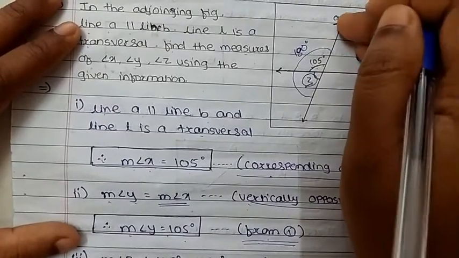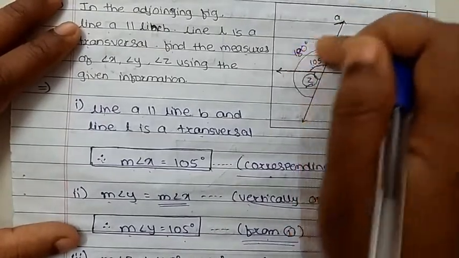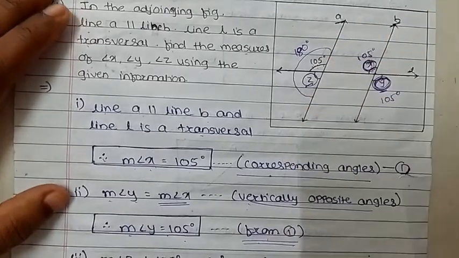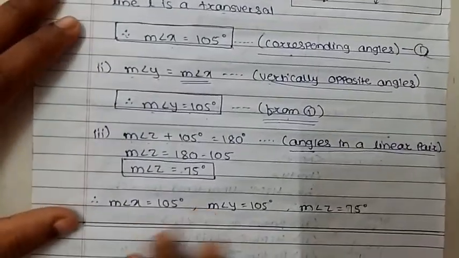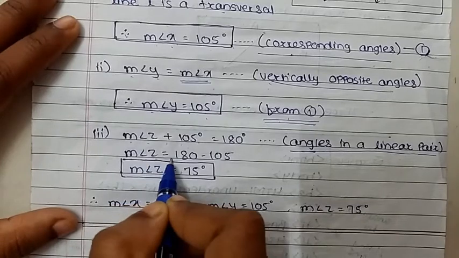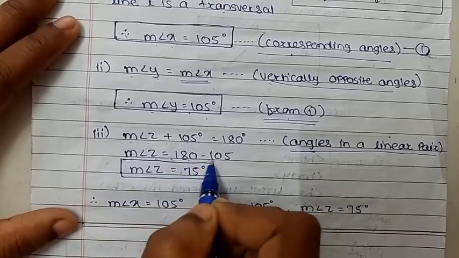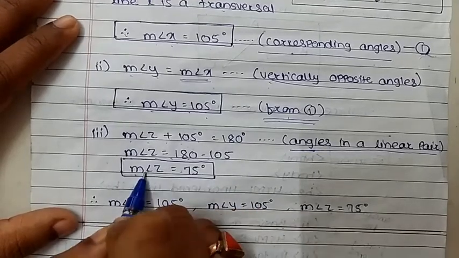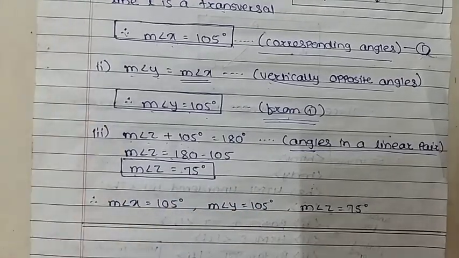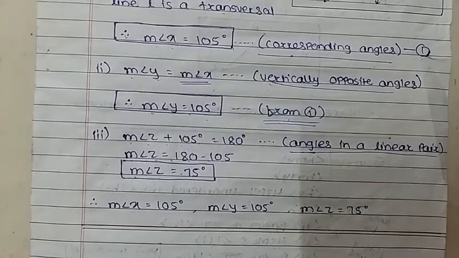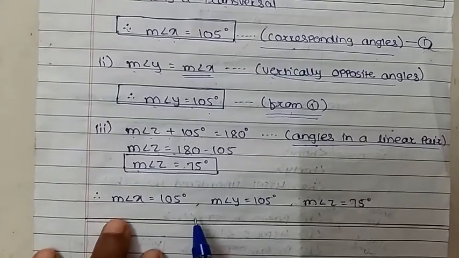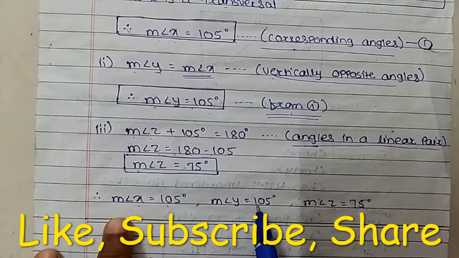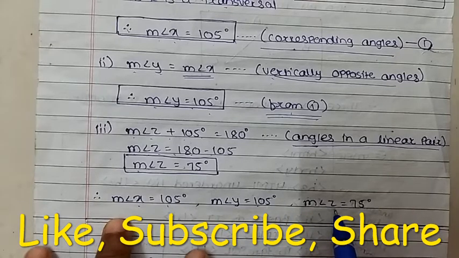That means in a line we have to form the angles. So therefore we can say that these are angles in a linear pair. So therefore the measure of angle Z is equal to 180 minus 105. When we subtract this, we get 75 as the answer. Clear? Next, just write down the detailed solution here. That is, X is equal to 105, Y is equal to 105 and Z is equal to 75 degrees.